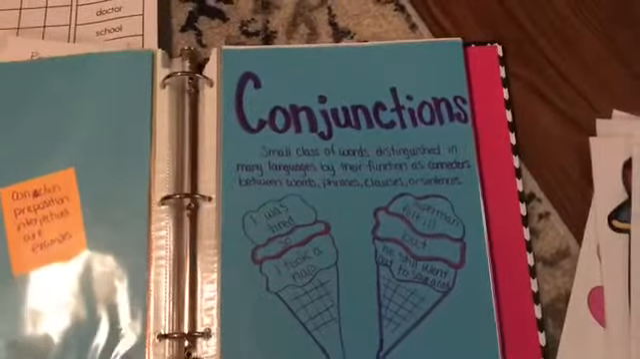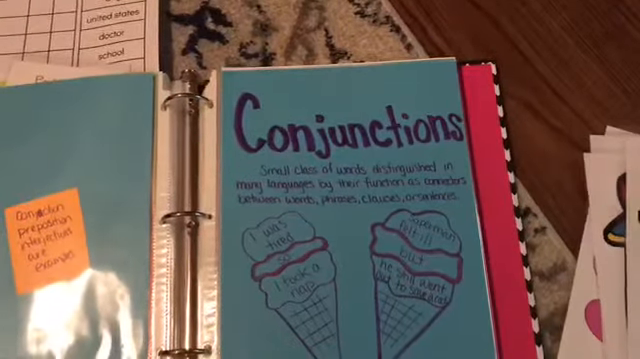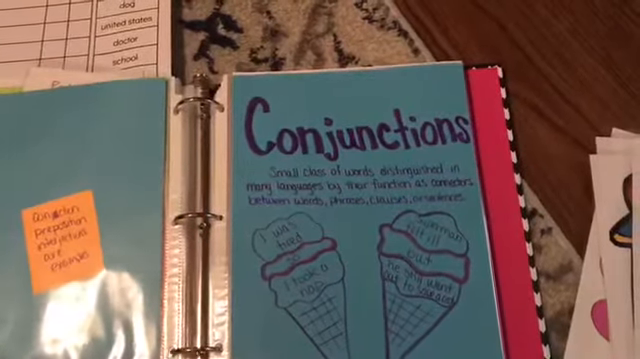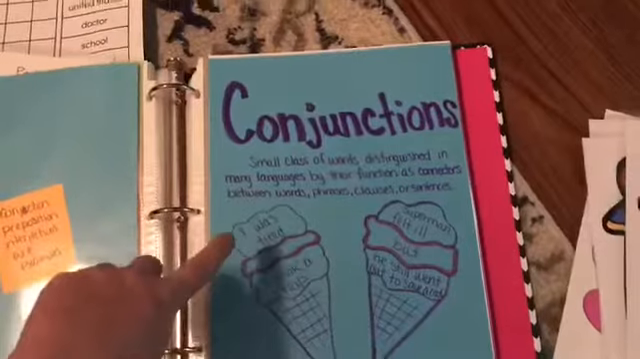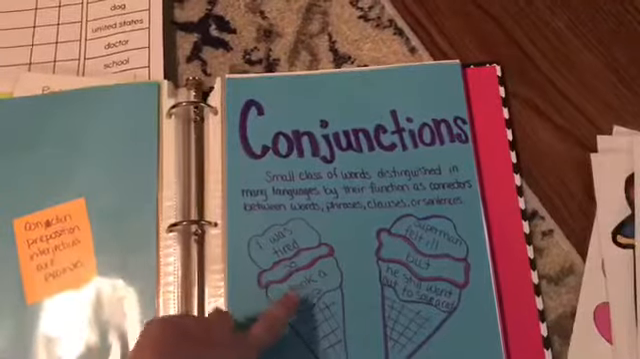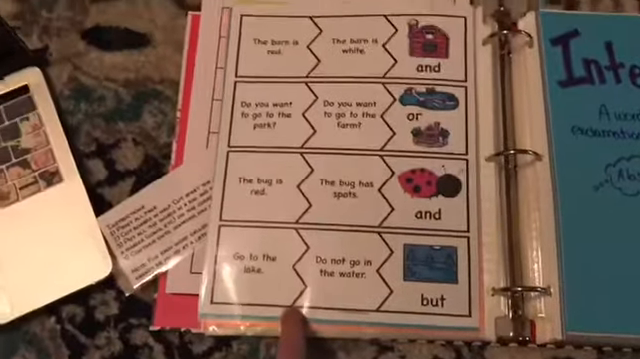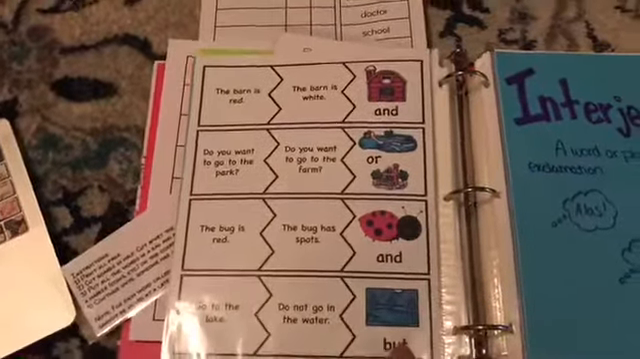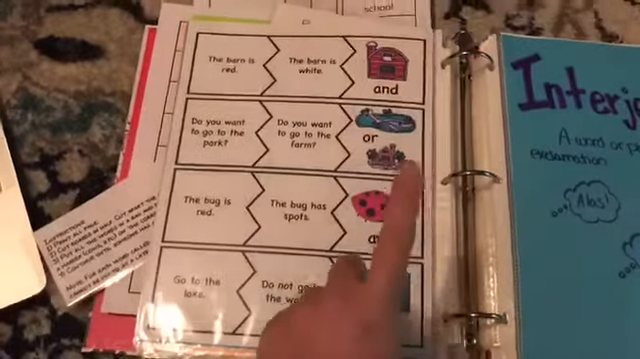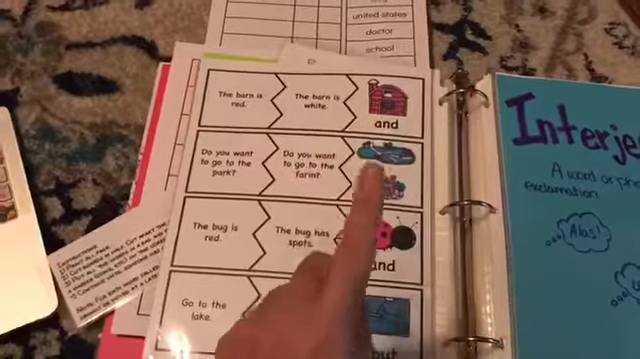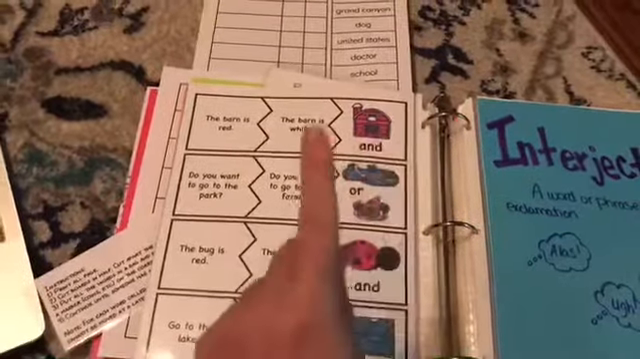So conjunctions are a small class of words distinguished in many languages by their function as a connector between words, phrases, clauses, or sentences. So we use the little ice cream: I was tired, and here is your conjunction, so I took a nap. And you would do the same type of thing. These are little puzzle pieces, and you would cut them up and have them match their sentences for your but, and, or. Here's your sentence, and you would connect them. The barn is red, the barn is white. The barn is red, and the barn is white.